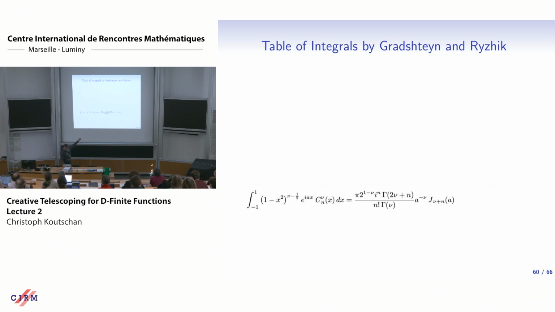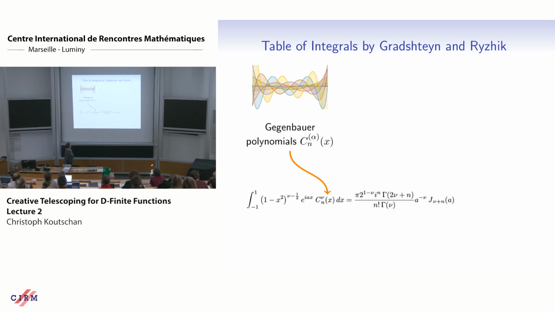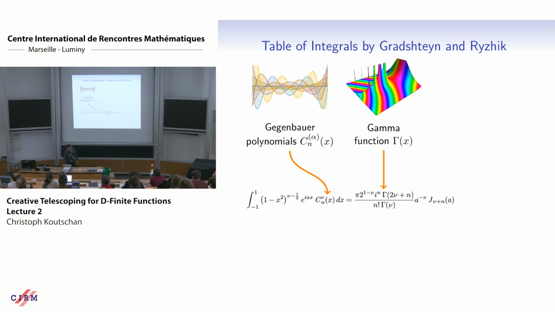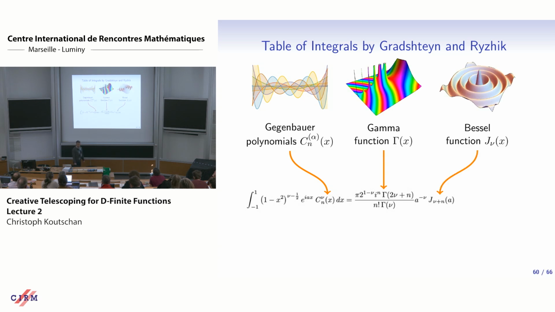And yeah, first we have to understand what this is. This C we have not seen yet. These are the so-called Gegenbauer polynomials. They are D-finite of rank 2. You can plot them, and it's just a family of orthogonal polynomials. We have already seen the gamma function, and we have seen the Bessel function. Well, and then we can try to prove this identity using creative telescoping.